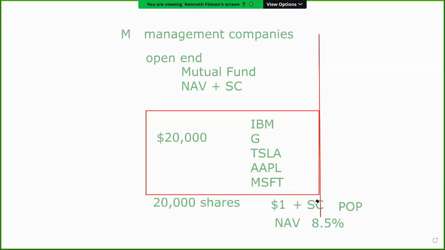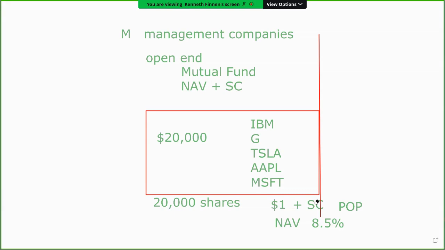We got a question. What does POP stand for? Public offering price. And NAV stands for net asset value.